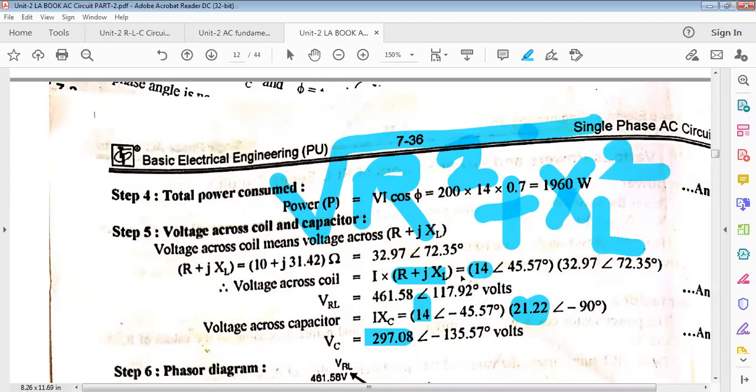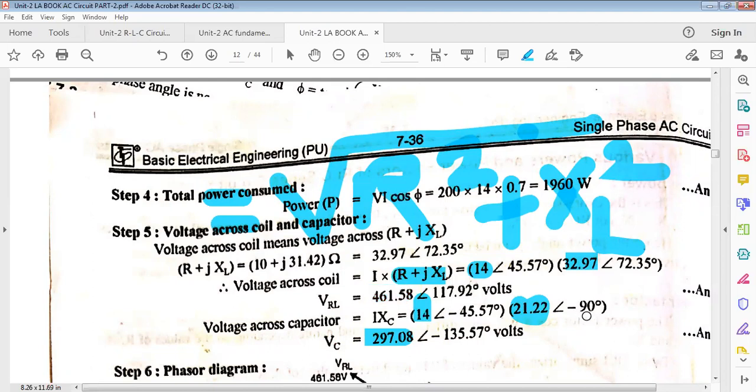Impedance of coil will be what? R square plus XL square. You will get 32.97. R you know, XL you know, and take R square plus XL square and its square root. So you will get what? What is this? Can anyone tell me? Square root of R square plus XL square is what? Impedance of coil. Very good. It's the impedance of coil. You will get 32.97. So multiply, you will get 461 point something volt.